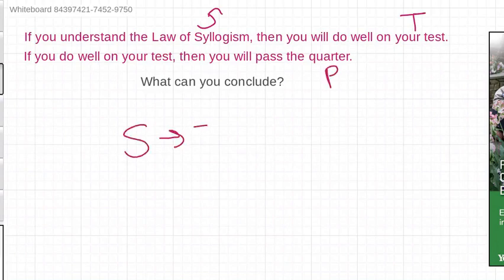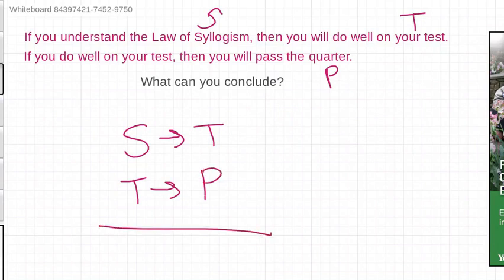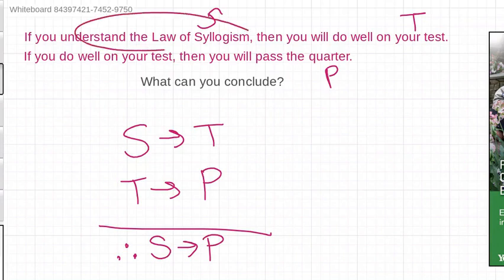So if you understand the law of syllogism, then you will do well on your test. If you do well on your test, then you will pass the quarter. Therefore, if S, then P. So if you understand the law of syllogism, then you will pass the quarter.